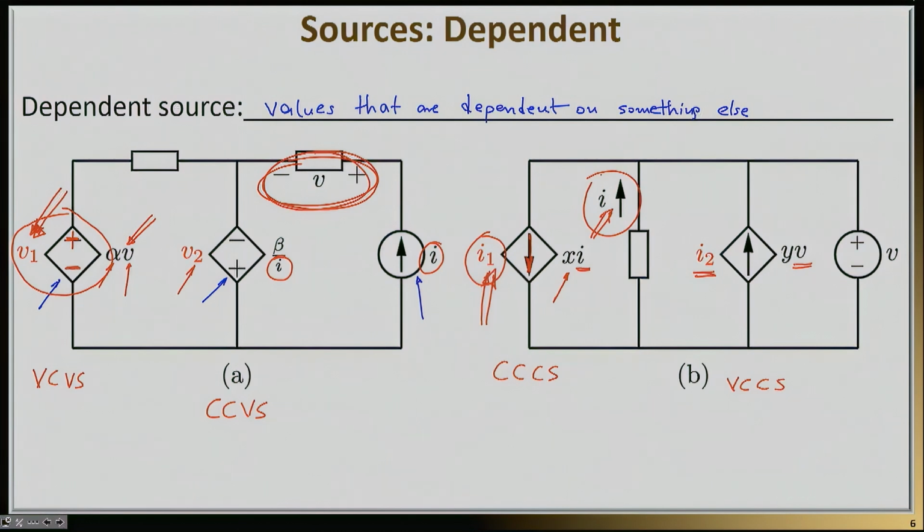So once again, dependent sources, even though you may not have seen them before, are equally useful, equally good sources as the independent ones. The only difference is that the values of those sources depend on something else. But other than that, they behave and you deal with them like sources.